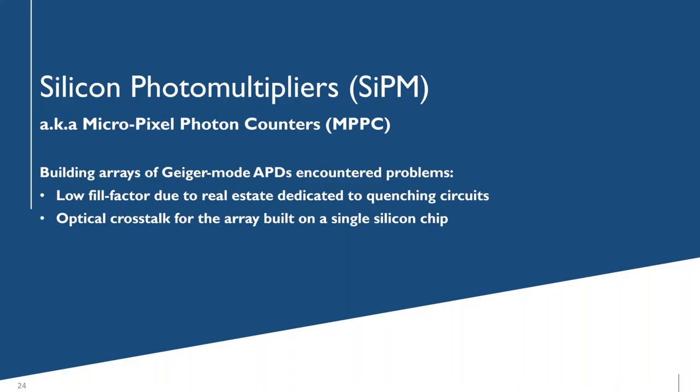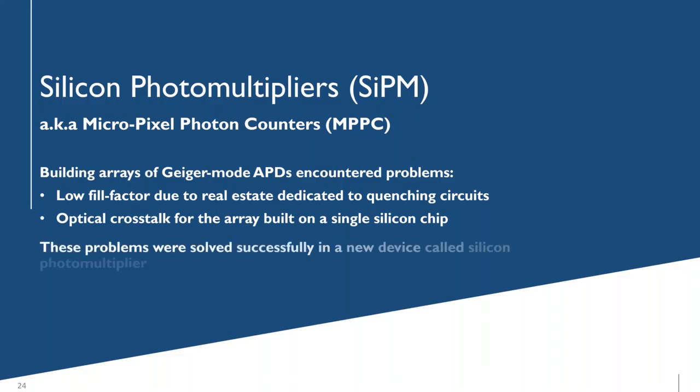In the array of Geiger mode APDs built on a single chip, a single burst within a cell of the array triggers the avalanche in all surrounding cells, blocking thereby the whole array from detecting the signal of interest. These problems were successfully solved in the device that was called silicon photomultiplier, also known as micropixel photon counter, and we'll discuss it next.